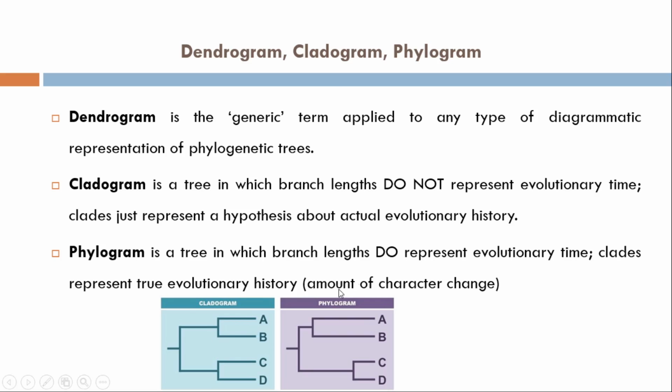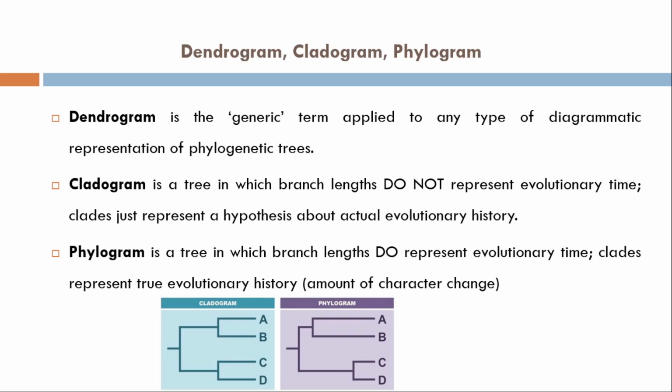So this tree is also known as a dendrogram. This is also again a dendrogram. And dendrograms may be of two types: number one, cladogram, and number two, phylogram. What is the difference between them? A dendrogram, commonly known as a phylogenetic tree, is a generic term. Once I say dendrogram, you will understand that it is a kind of phylogenetic tree.